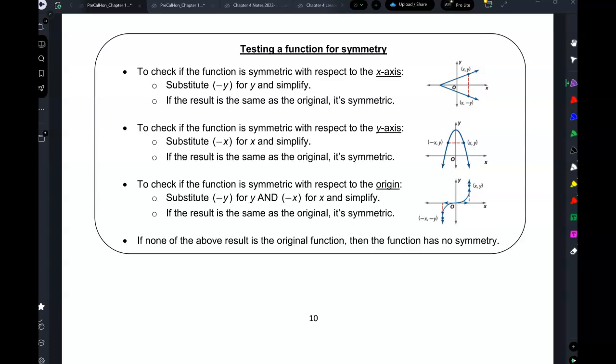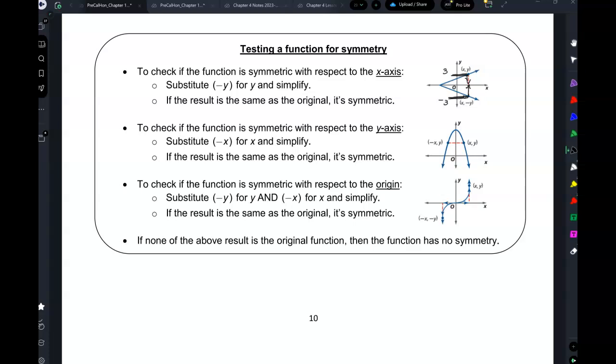Okay. Let's talk about symmetry. A function can have symmetry with respect to the x-axis, the y-axis, the origin. If a function is symmetric with respect to the x-axis, this is how it looks, right? If you fold it vertically along the x-axis, the top and the bottom will match perfectly. What that means is, if you have y equals positive 3 and y equals negative 3, they will both match up to the same x value.